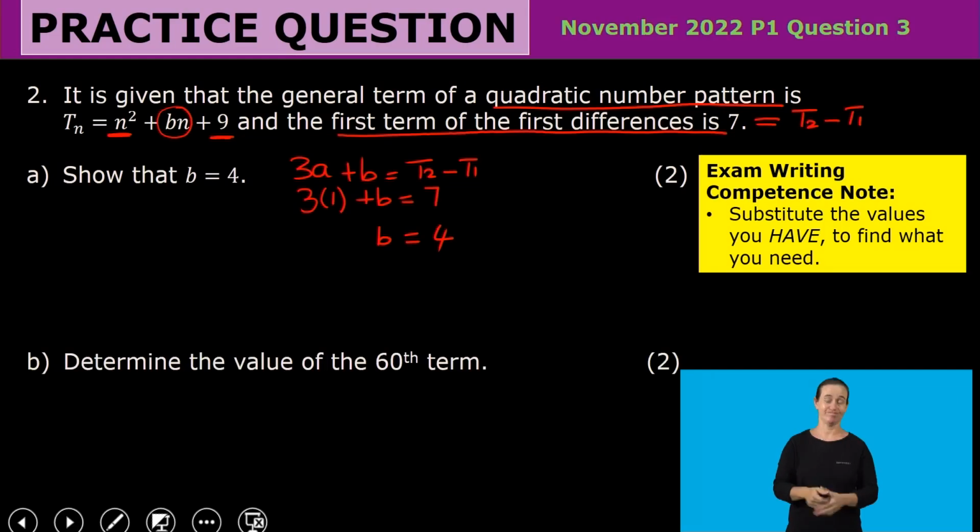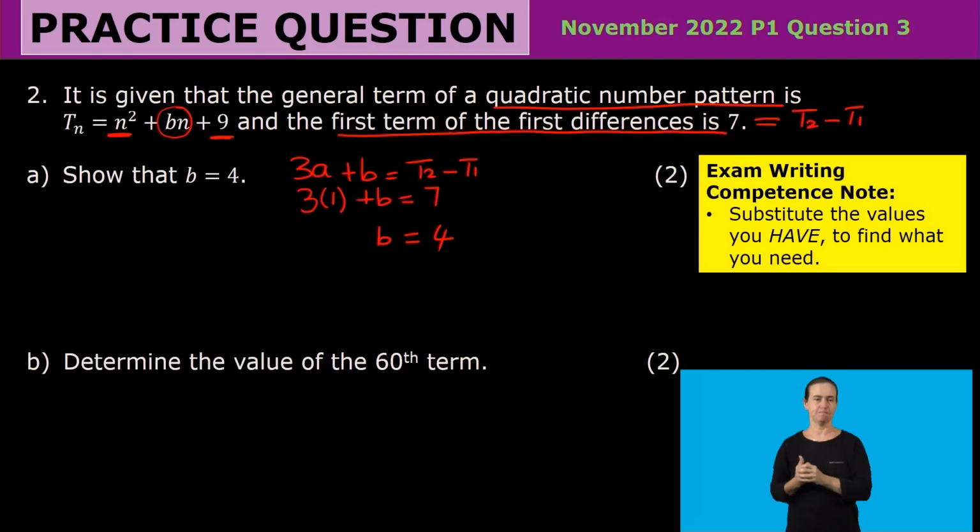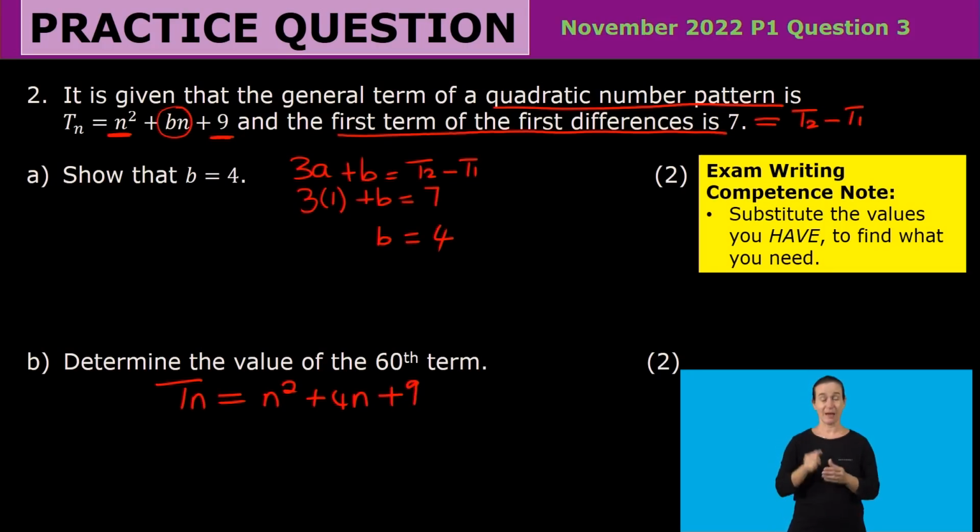Then the next question there says, determine the value of the 60th term. So we are working with that quadratic number pattern, but now we have the full formula, the general term, that is n squared plus 4n plus 9. So you have calculated the value of b, it is 4. So please, moving forward, you must use that value. But if anything happens in the exam and you find that you could not find the value of b, you now have the value of b.